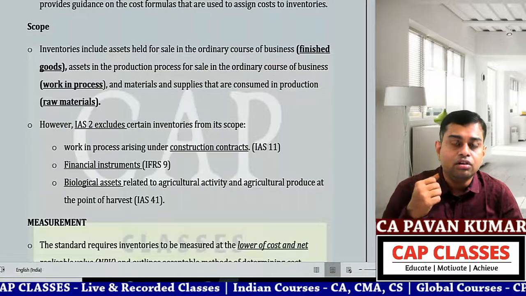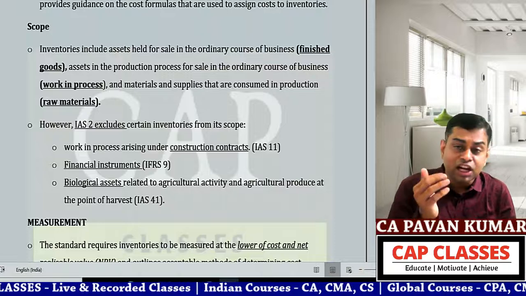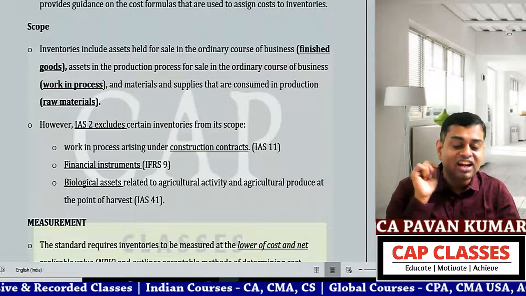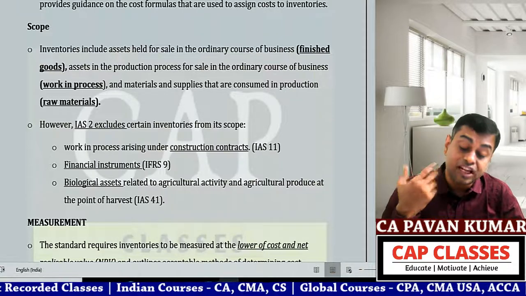That is not inventory, no? But my intention is to sell them. Ha, that could be different. You are buying shares, selling shares. But still it is not inventory here. That has another standard, financial instruments.